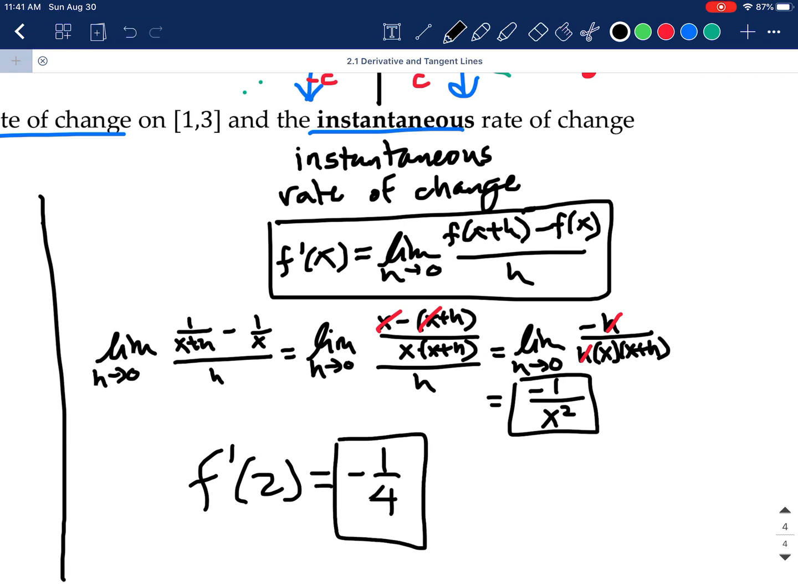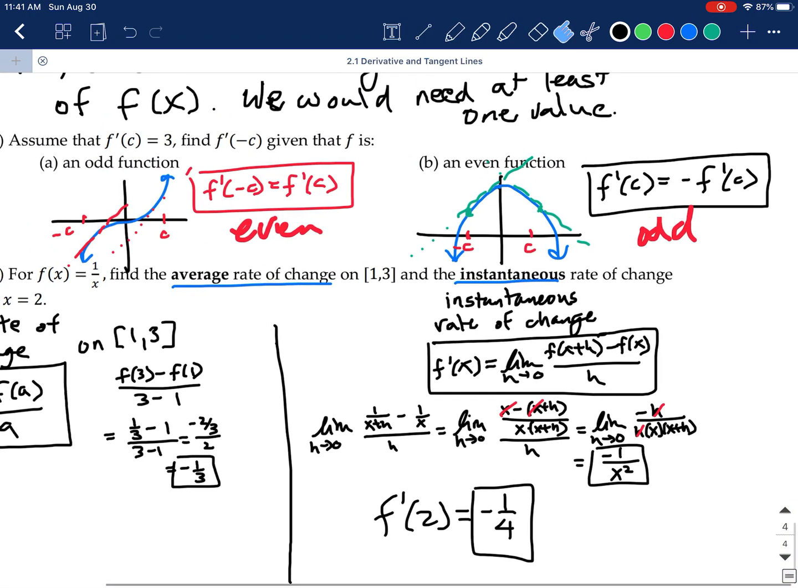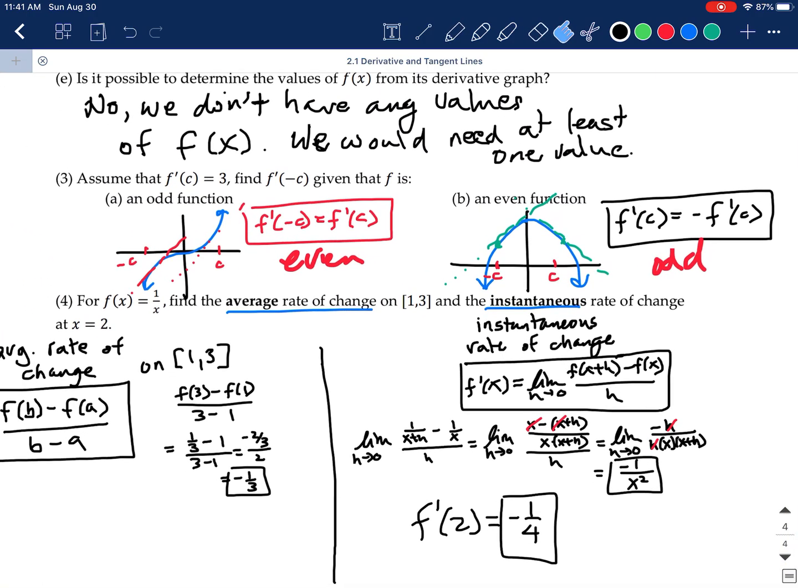negative 1 over 4. So that means the actual slope at 2 of the curve 1 over x is negative 1/4. But our average rate of change would be a relatively good approximation, right? So we took the average rate of change of plus or minus 1 unit from 2. So we went down 1 and up 1, and we got negative 1/3, which is relatively close to negative 1/4, not a bad estimation. And so note that's the key of these two ideas, is the estimate versus the actual, right? And we can make comparisons between them.